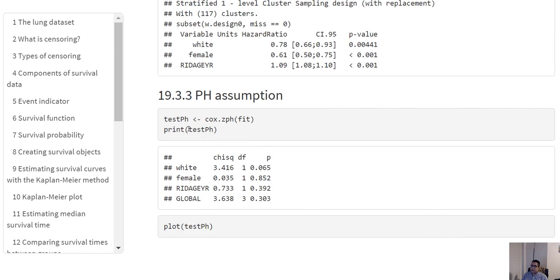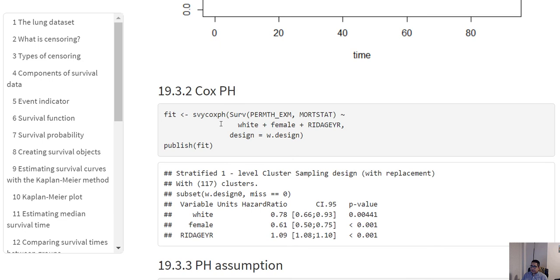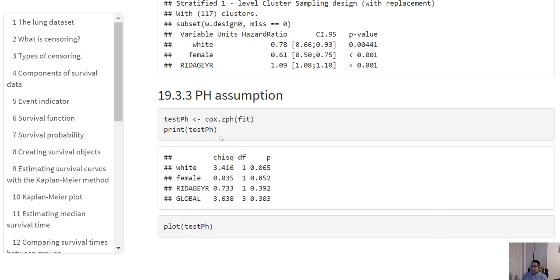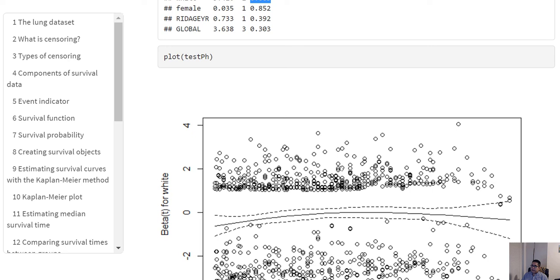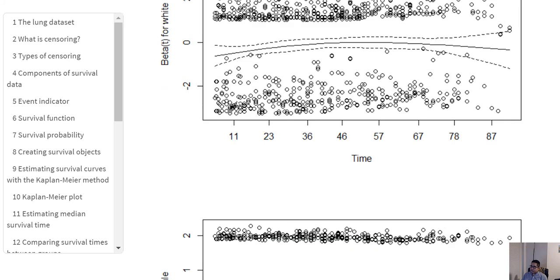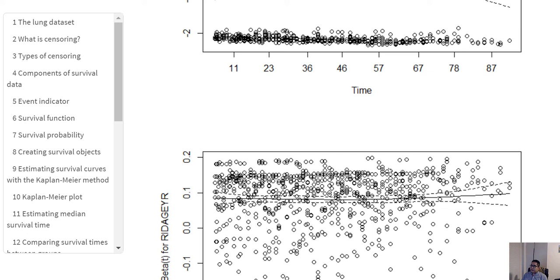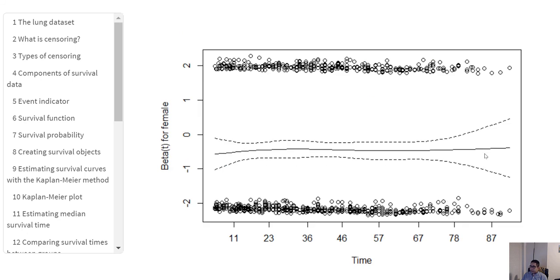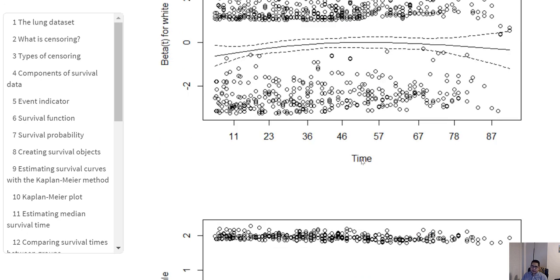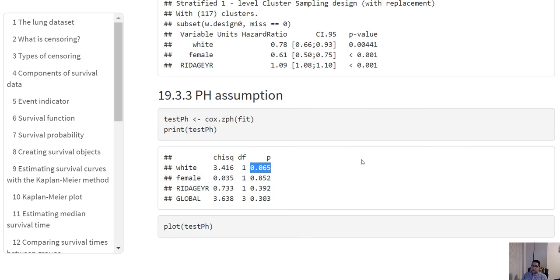But the good news is that this cox.zph function also works with this svycoxph function, and you can see none of these covariates are associated with p-values that are less than 0.05, and you can see the Schoenfeld residuals plotted against the time, and you can see in all of the cases there is no clear evidence that the proportionality assumption was violated.